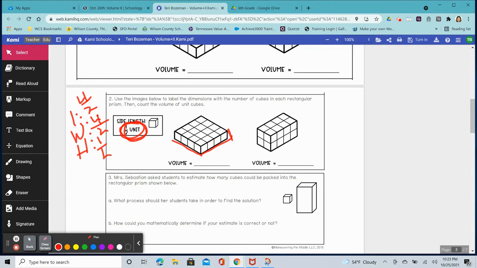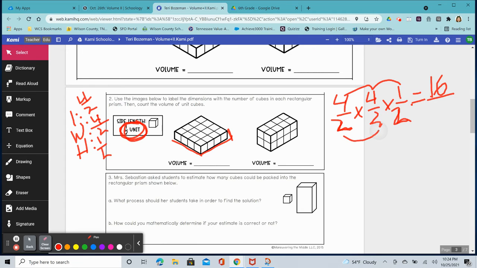So to find the volume, we would be multiplying 4 halves times 4 halves times 1/2. So we have 4 times 4 is 16 times 1 is 16. And then we have 2 times 2 is 4 times 2 more. 4 times 2 would be 8.